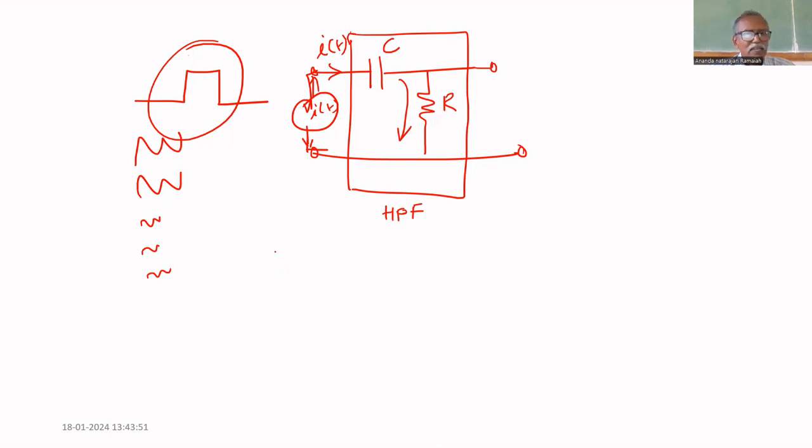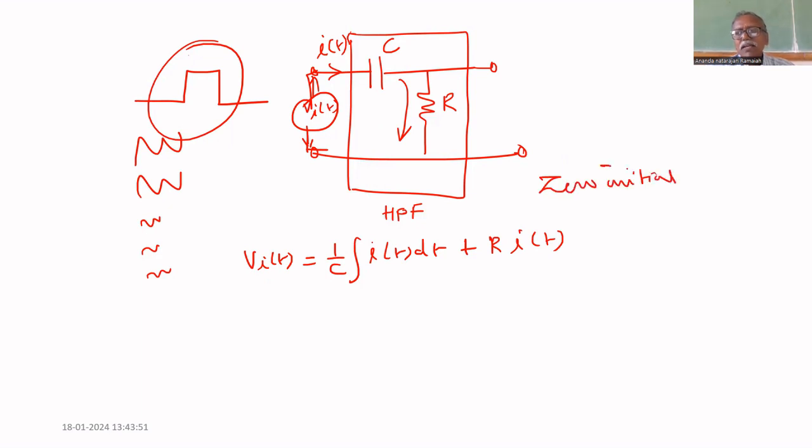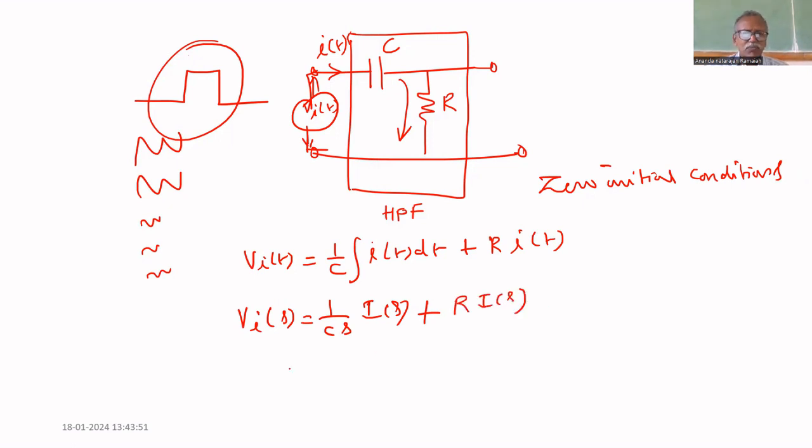If you write KVL, Kirchhoff's voltage law, Vi of t equals 1 by C integral of I of t dt. That is the potential drop across the capacitor, plus what is the drop across R? R I of t. That's all. If you take the Laplace transform, assuming zero initial conditions, Vi of s equals 1 by Cs I of s, because it is zero initial condition. That's why no need to consider the initial conditions, plus R I of s. Therefore, if you take I of s outside, you will get 1 by Cs plus R multiplied by I of s.